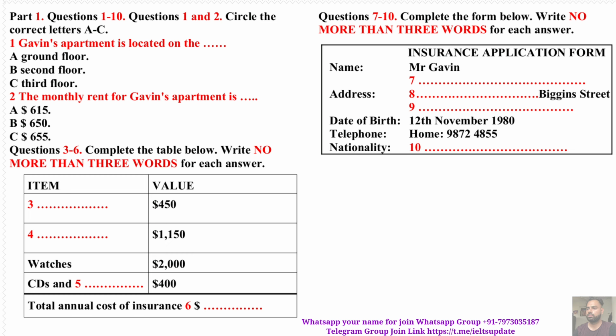South Hills. And your date of birth is? 12th of November, 1980. And your contact number? Home phone number is 9872-4855. Right. And you're Australian? No. I was born in London, although my mother is from Tasmania. Oh, really? Whereabouts? Hobart. I see. Interesting place. Now, are you working at the moment? No. I'm a full-time student at Sydney University. Right. Good.